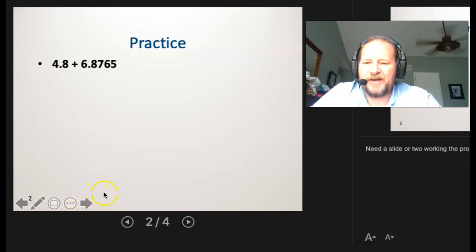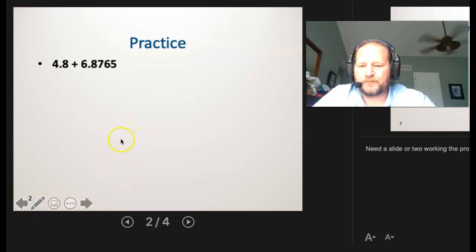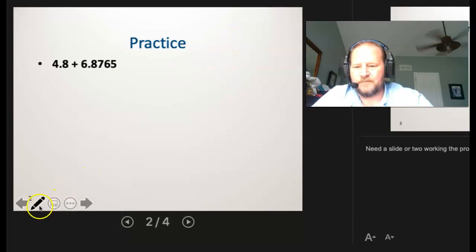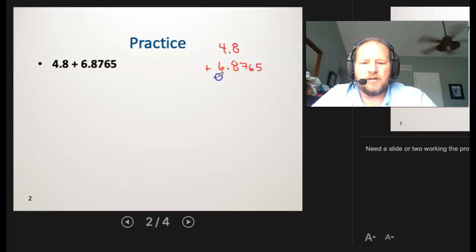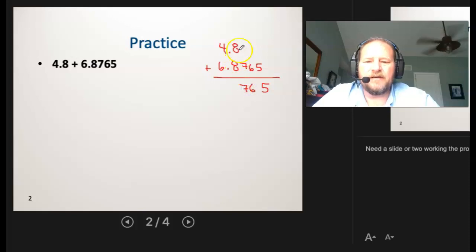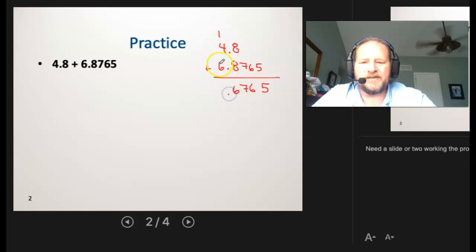Let's practice 4.8 plus 6.8765. So what we're going to do is line up the decimals here. We're going to drop the 5, the 6, the 7. Of course, 8 plus 8 is 16, so we'll drop our 6, carry our 1, put in our decimal. 6 and 4 is 10, plus 1 will be 11.